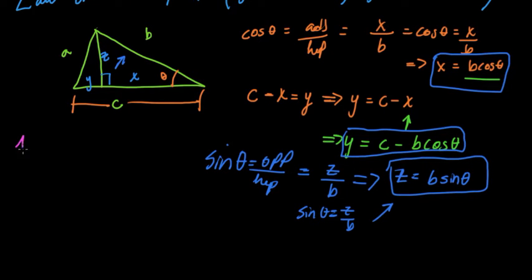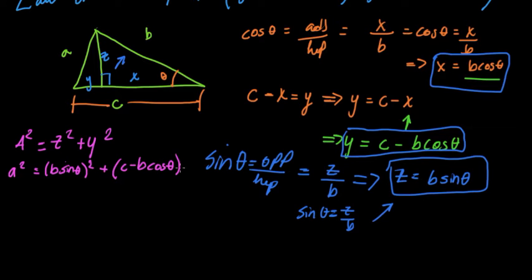I could just say a squared is equal to, since it's the hypotenuse, z squared plus y squared. Using algebra here, just substitution, a squared would be equal to, well, what did we say z was? z is b sine theta, so we can just say (b sine theta) squared plus, substituting y in here, what did we say y was? c minus b cosine theta. And of course we have that squared there.